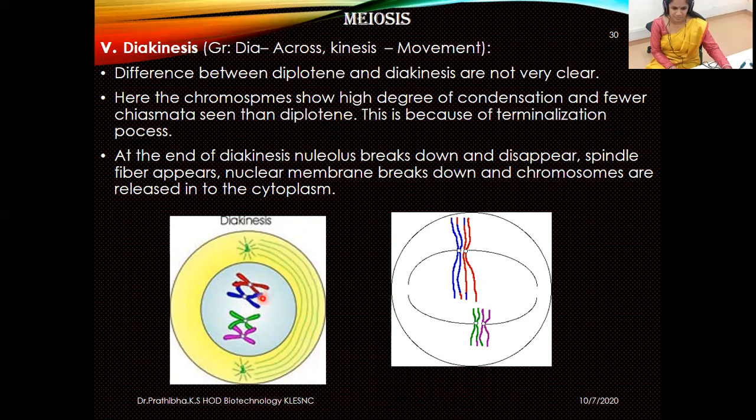At the end of diakinesis, the nucleolus breaks down and disappears, then spindle fibers appear, the nuclear membrane breaks down, and chromosomes are released into the cytoplasm.